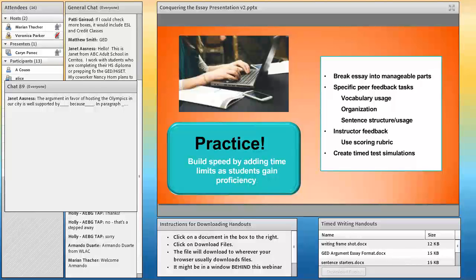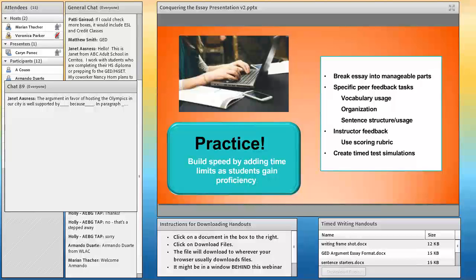And before we go, I want to say Janet had hers up here: the argument in favor of hosting the Olympics in our city is well supported by blank, because blank in paragraph blank. Great. So you're giving them a chance to say why and to say where and which side they take. Terrific. That's great. And it gives students the idea about how we can turn that prompt into a thesis statement. So don't forget to practice with your students a lot.